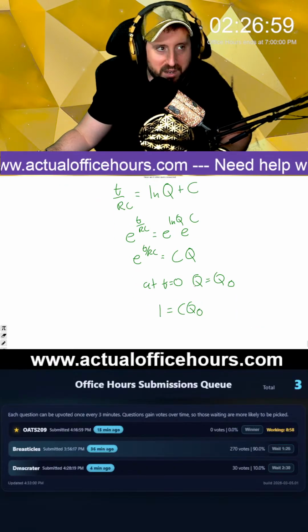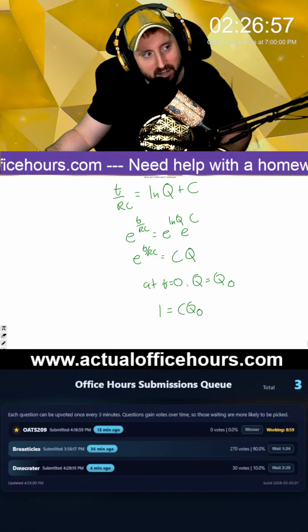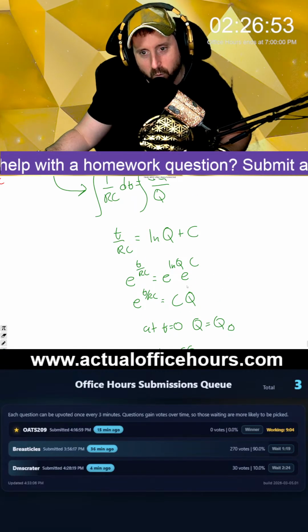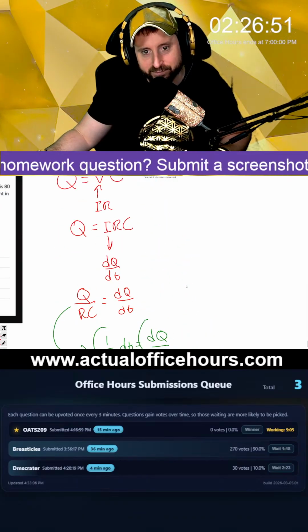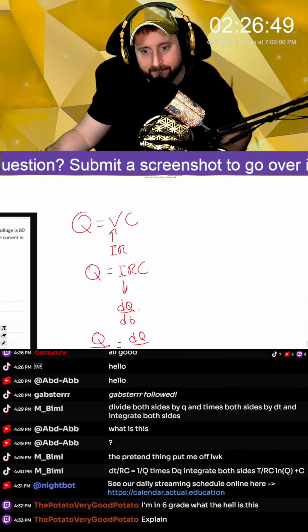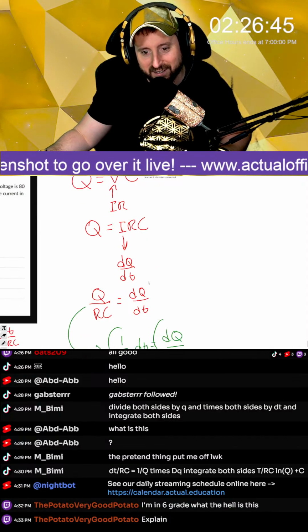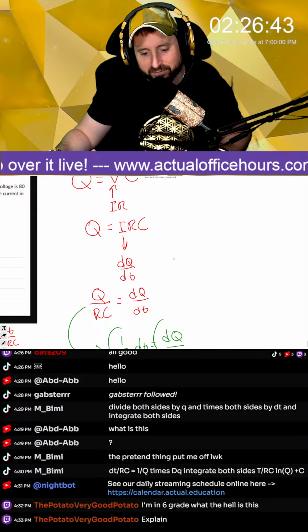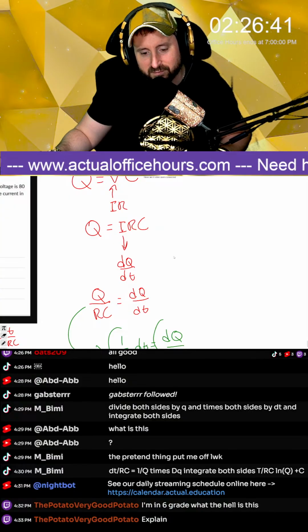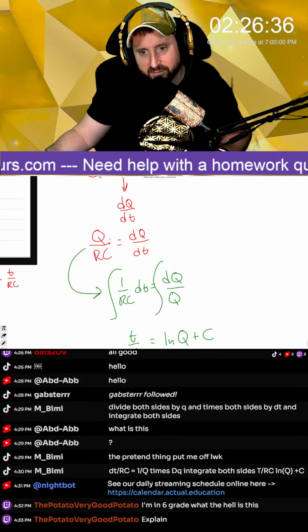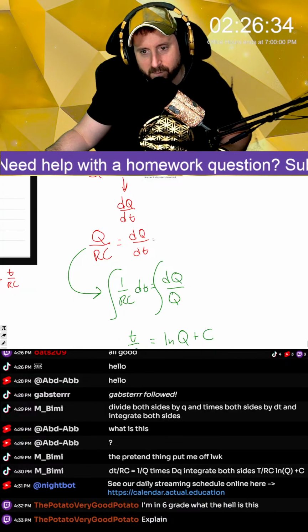Man, but I still want the minus sign though, right? Yeah, I'm trying to think. Why am I not picking up the minus sign? Q equals... It's got to be something minor, because if you were to subtract the Q over RC and then use an integrating factor, you should get that negative.